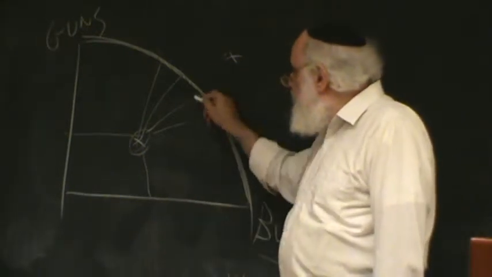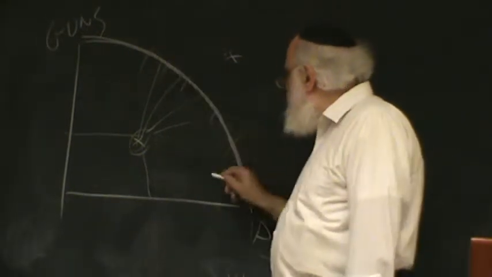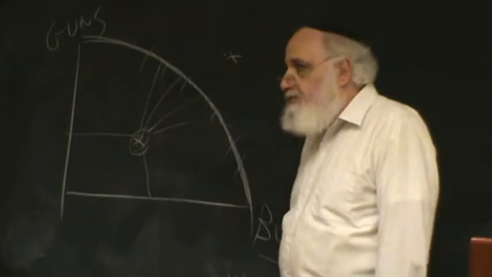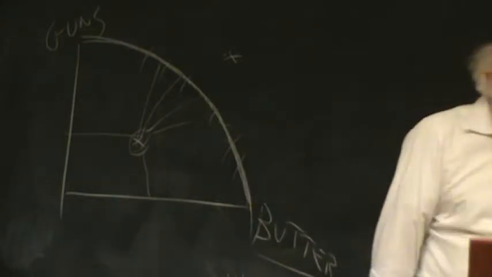Where you choose to produce is a matter of your choice. You choose any one of those points. No one, as far as economics is concerned, is telling you to produce more guns and less butter or more butter and less guns. It's simply a matter of choice. From an economic standpoint, it's not relevant.